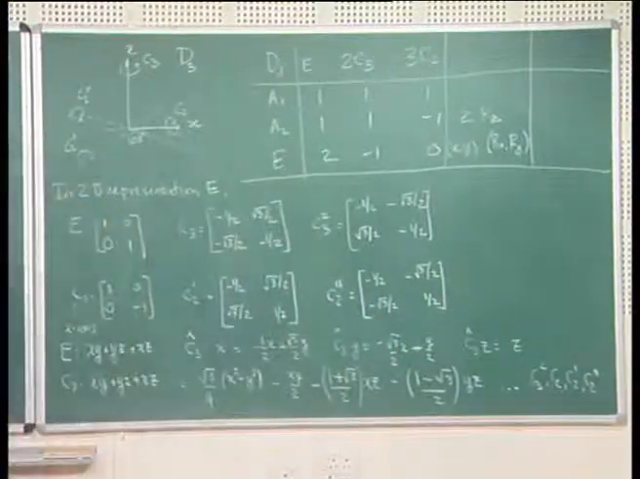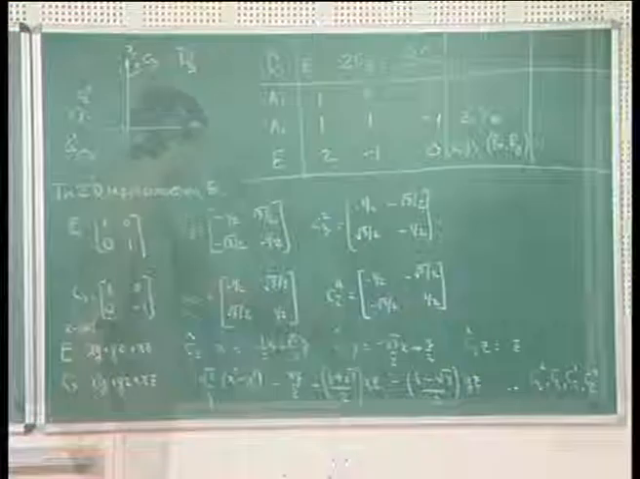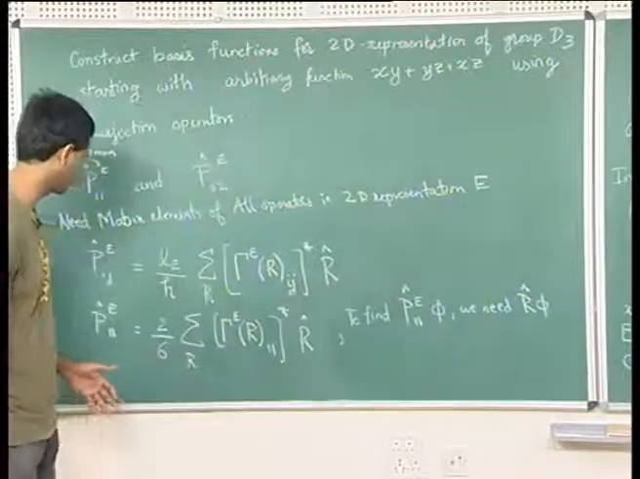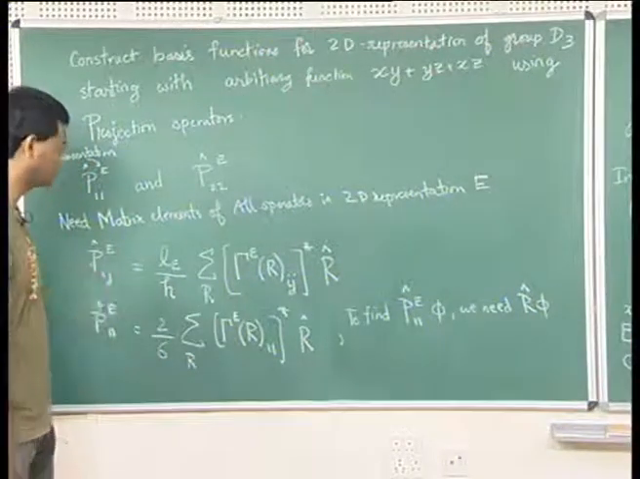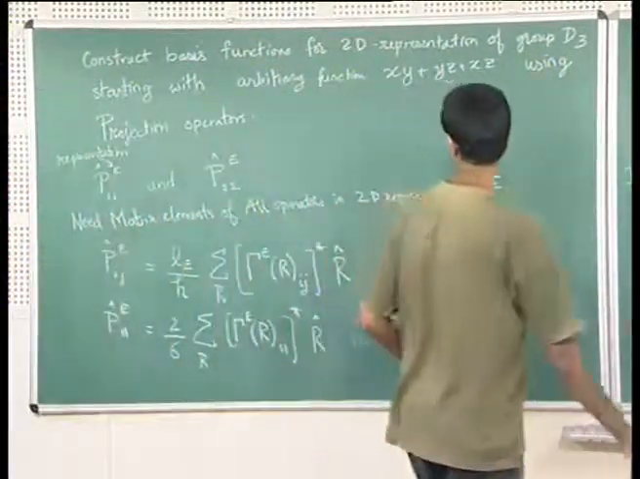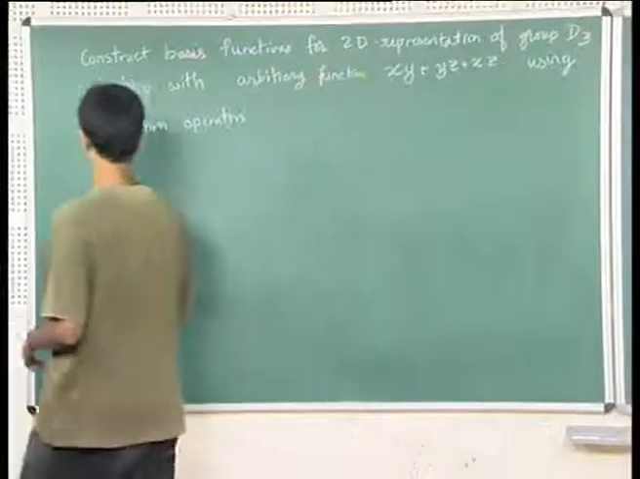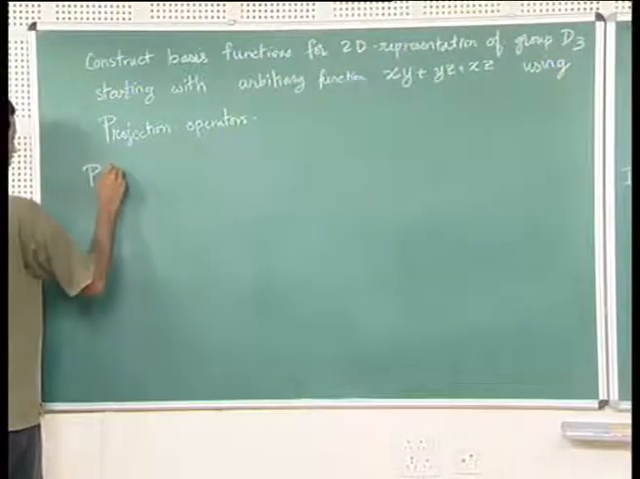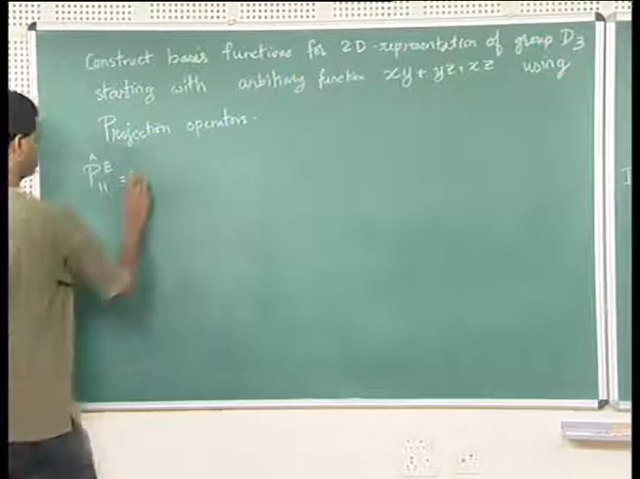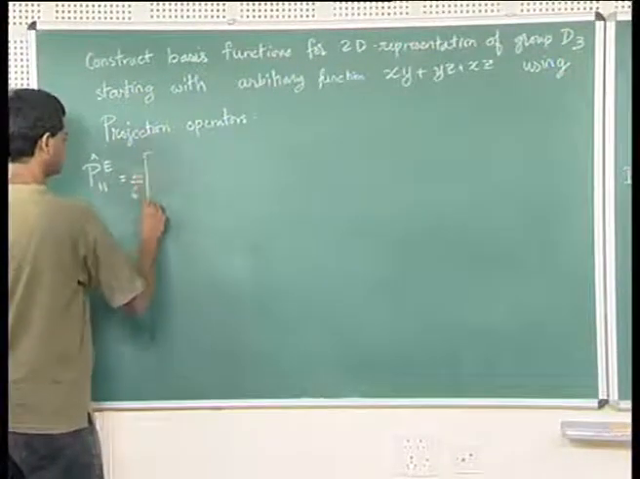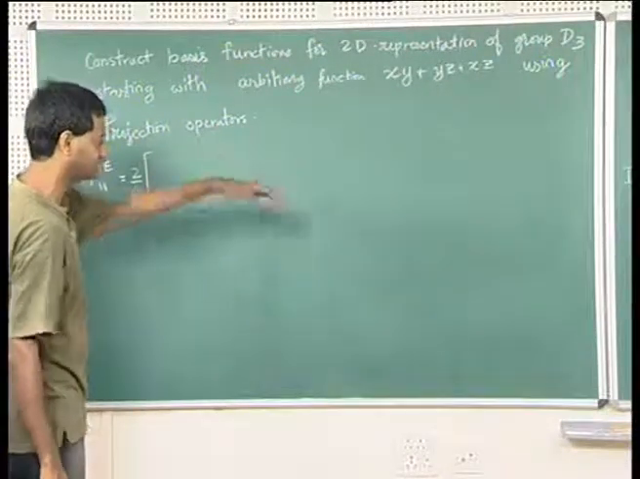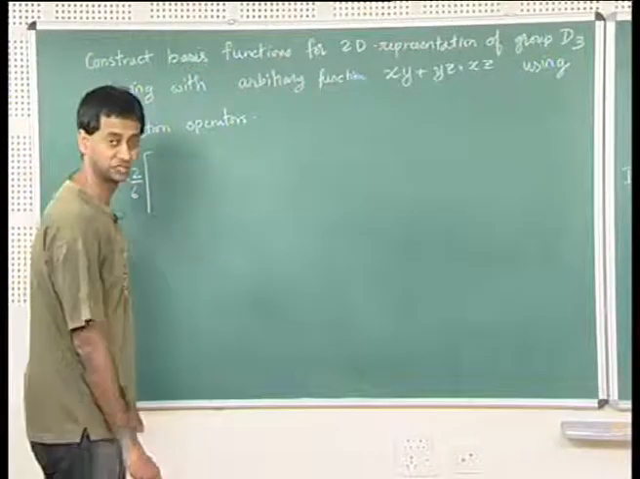Each of them will give you some big function, and this is what your R of phi is. So you have all the expressions for R of phi, and now you can combine this to calculate your PE11. So let's go ahead and do that. What we have is PE11 is equal to 2 by 6 times, now you have 6 terms corresponding to each of the 6 operations.